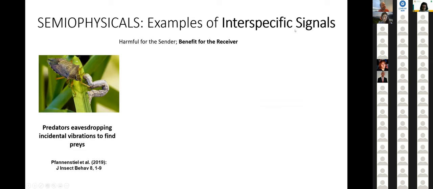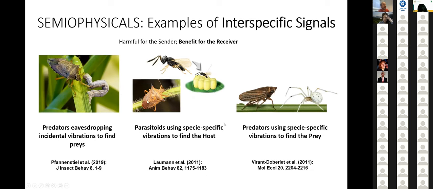But there are also examples of interspecific signals. Those that I presented are just a few of them. There are many other behaviors. You see that predators, like stinkbug predators, but also spiders and others, can eavesdrop on incidental vibrations to find prey. The same goes for species-specific parasitoids and predators that can recognize the vibrations emitted by their host. In the case of eggs, of course, it is the vibrations emitted by the adults that are abundant in the plant part.